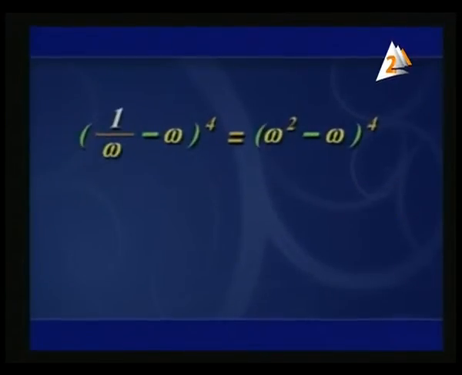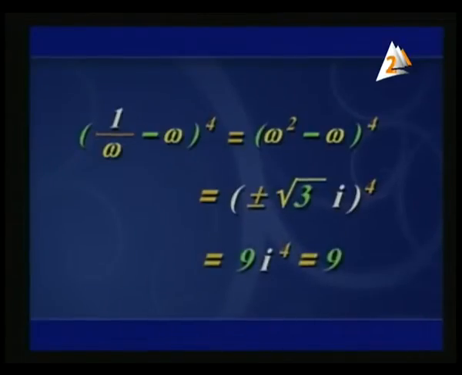This equals (1/(ω − ω²))⁴, which equals (ω² − ω)⁴, which equals (ω² − ω), which is positive or negative root 3 i, to the power 4, which equals 9i⁴, which equals 9, because we all know that i⁴ equals i² times i², which means 1.